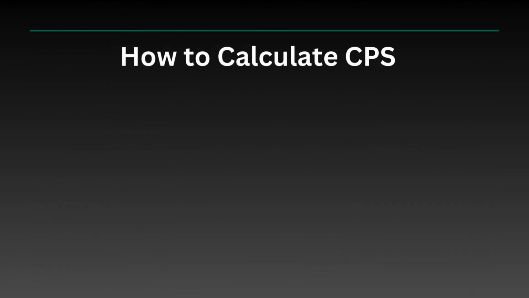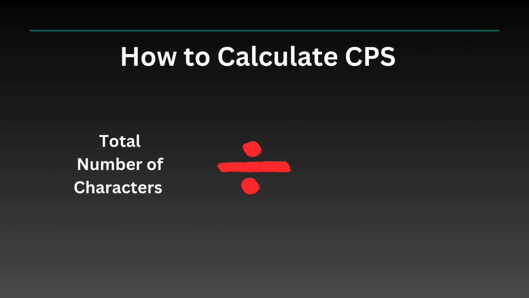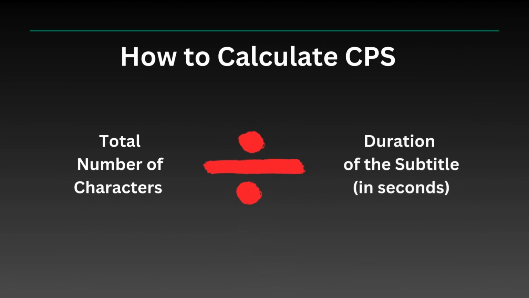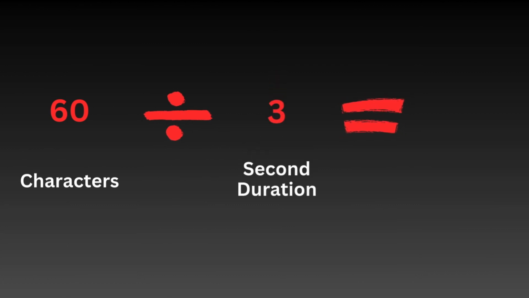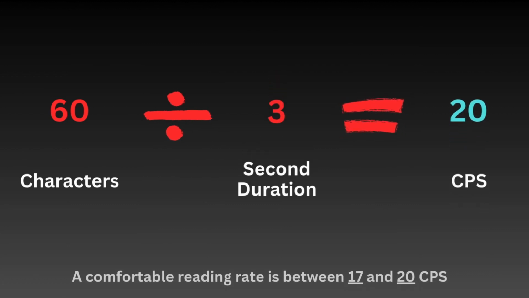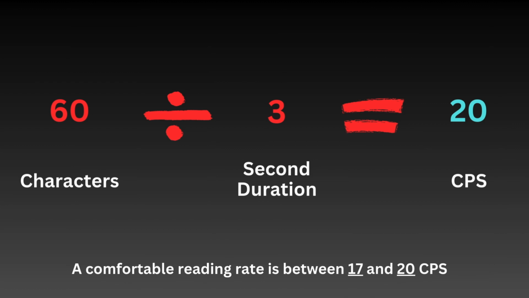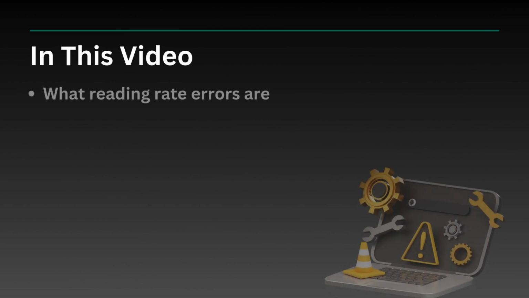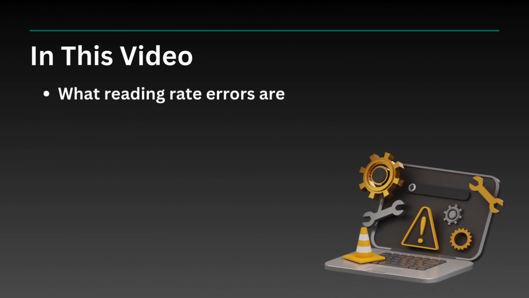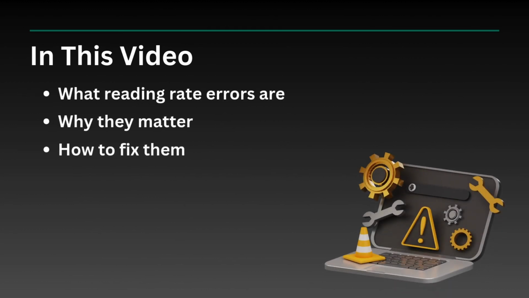CPS is calculated by dividing the total number of characters in a subtitle, including spaces and punctuation, by the duration of that subtitle in seconds. So, if a subtitle has 60 characters and is displayed for 3 seconds, the CPS would be 20. A comfortable reading rate is between 17 and 20 characters per second. In this video, we'll explore what reading rate errors are, why they matter, and how to fix them.